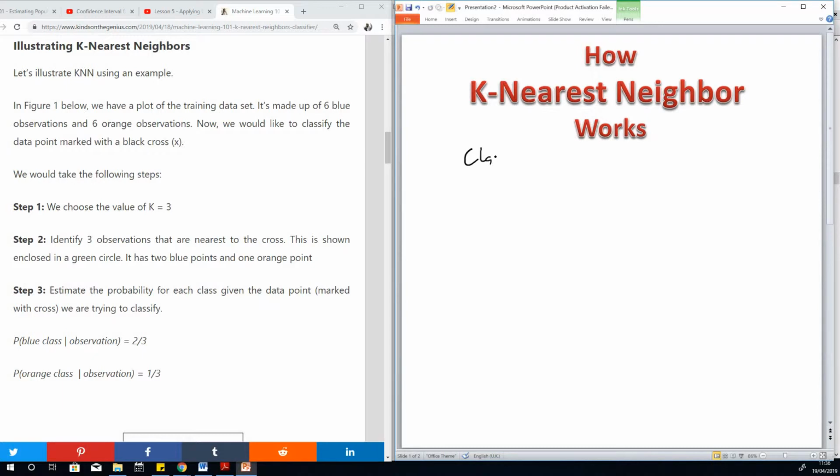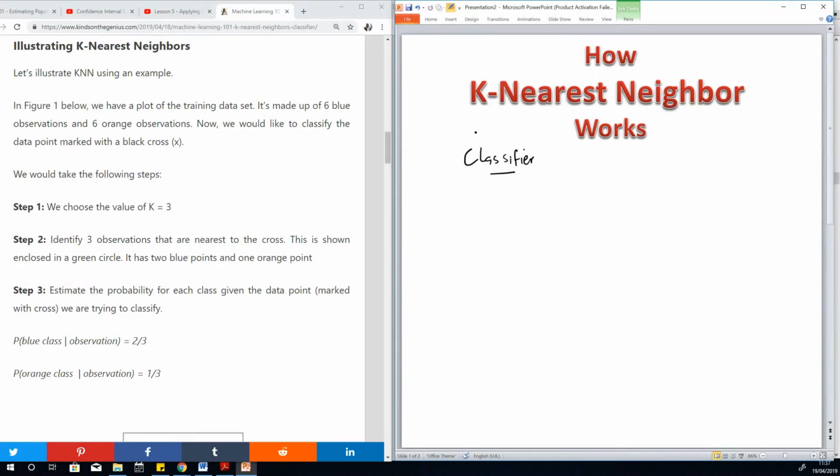So if you remember, classification is a subset of machine learning that is under supervised learning, because in supervised learning we have classification and regression. So k-nearest neighbor is a classifier, or an algorithm used to perform classification. So how does it work?